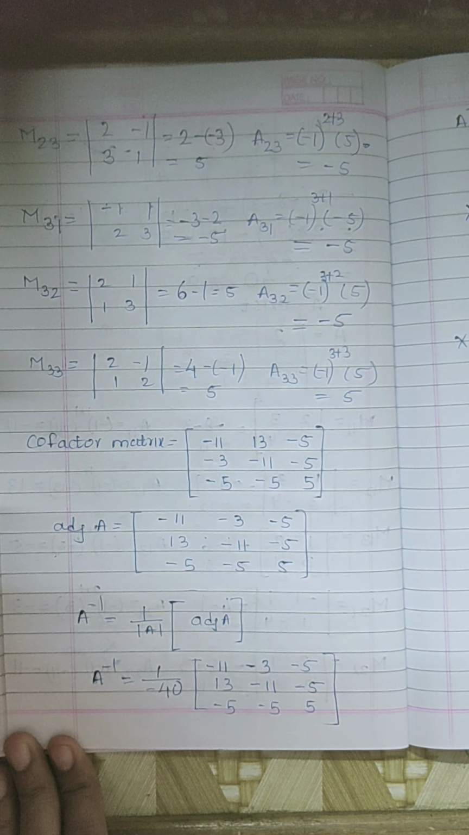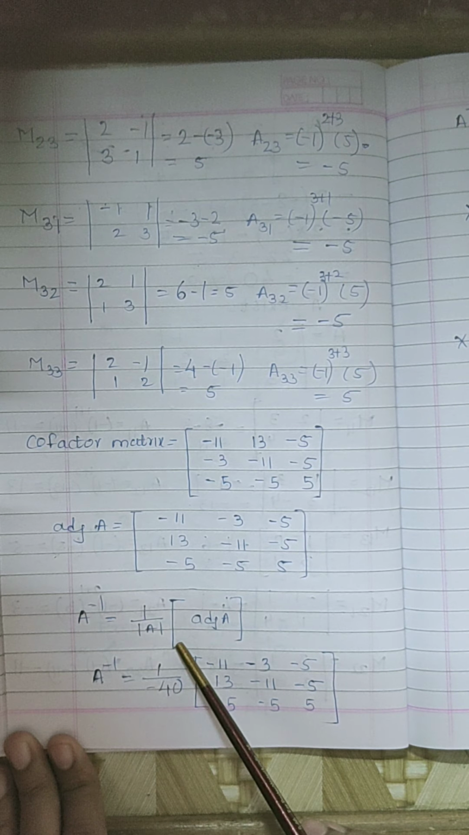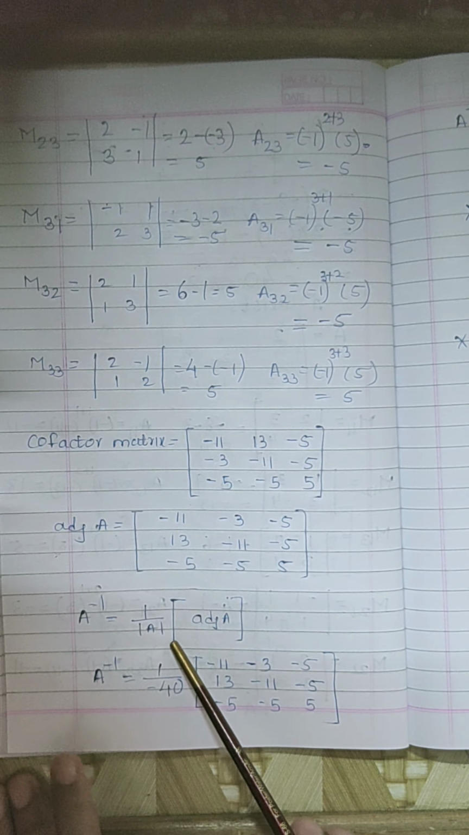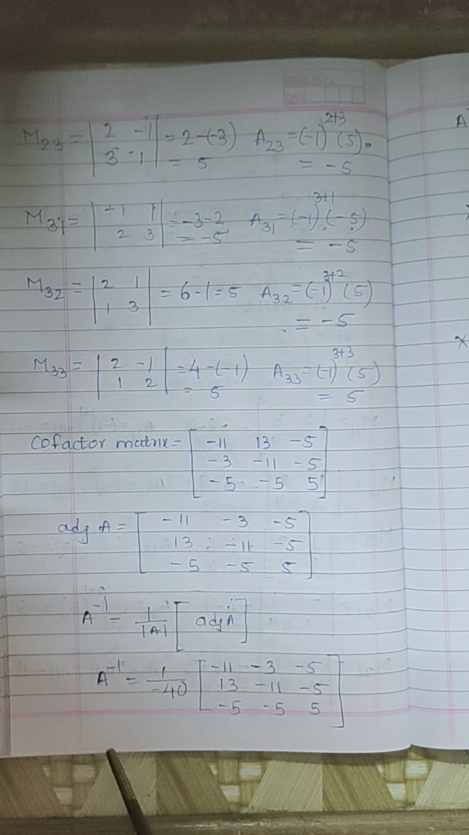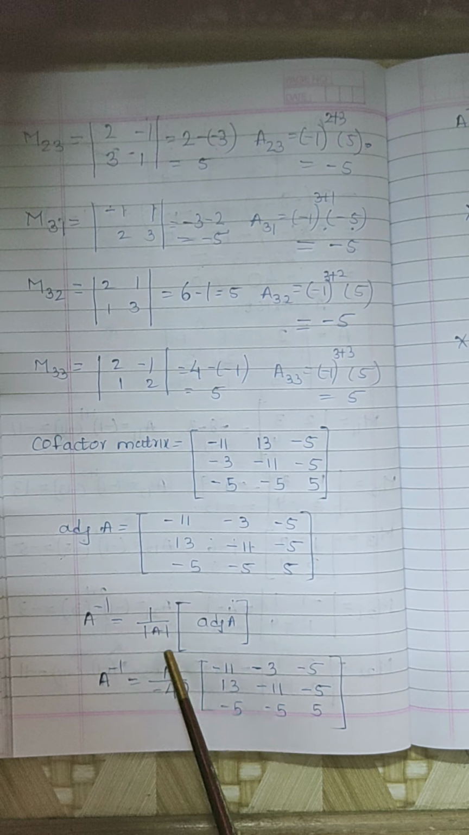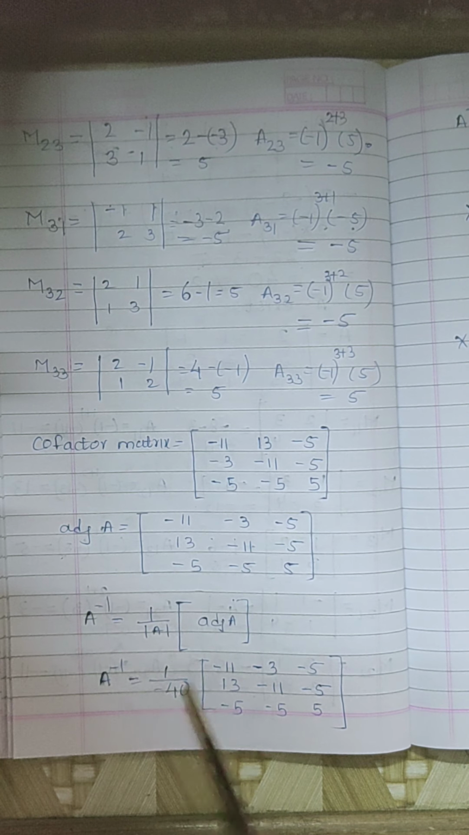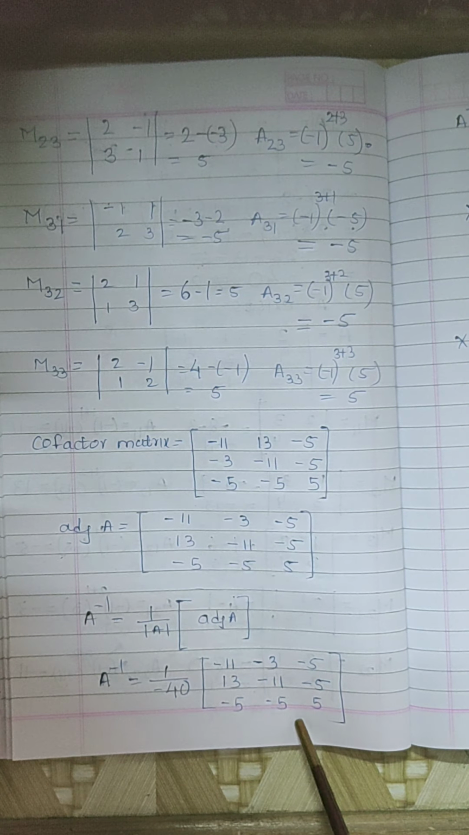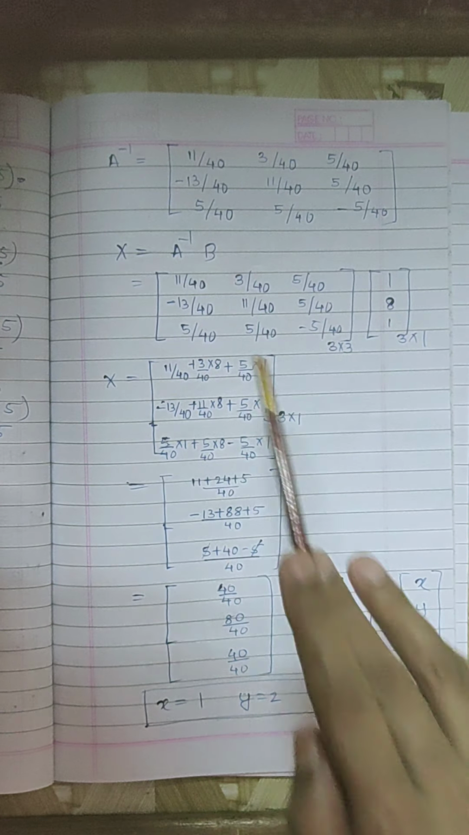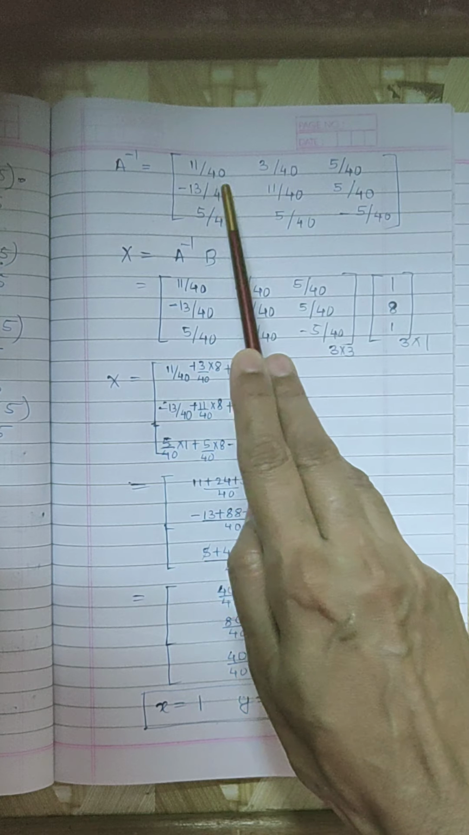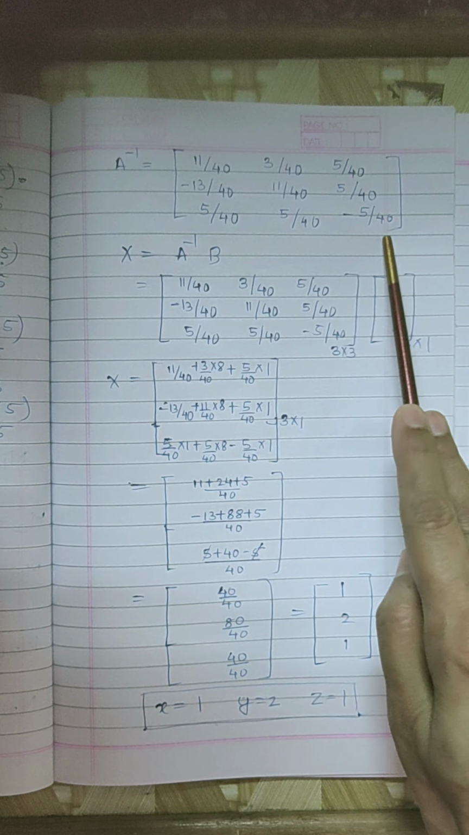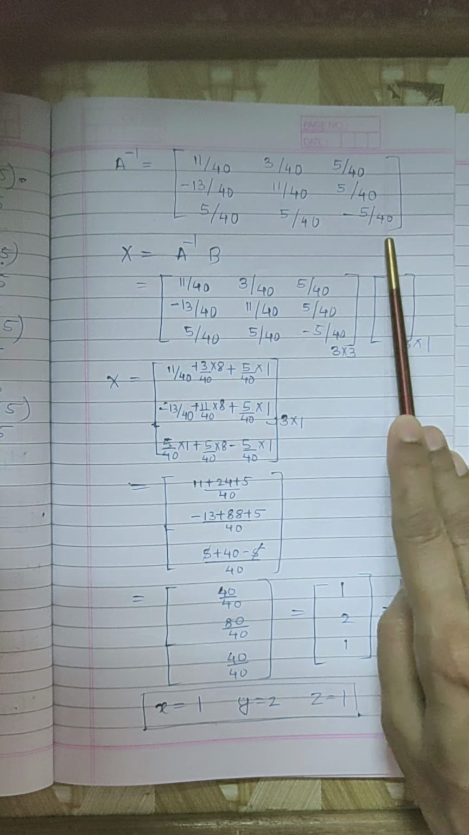Now what is the formula for finding A inverse? A inverse is equal to 1 upon the determinant value of A into the adjoint of A. Therefore A inverse is equal to 1 upon minus 40. Our determinant value came to minus 40, and this is the adjoint of the matrix. Now we will multiply that minus 1 upon 40 inside. So after multiplying, take the minus 1 upon 40 inside.